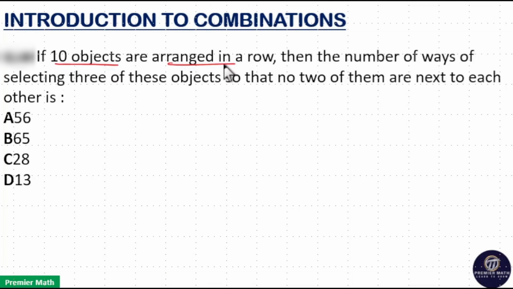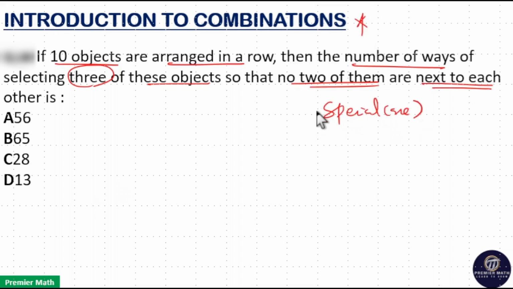If 10 objects are arranged in a row, then the number of ways of selecting 3 of these objects so that no 2 of them are next to each other is. Here this is a special case question in combination. So there are total 10 objects. And out of this, if you are selecting 3, that is 3 out of 10, then 10C3 is your selection. 10 objects are available. Out of this, you are choosing 3. Then 10C3 is the obvious selection.